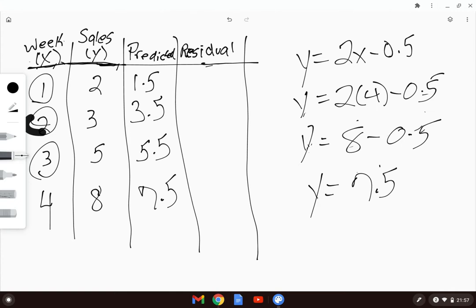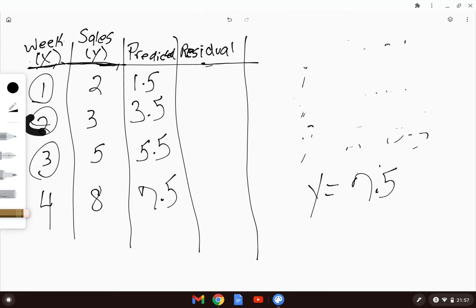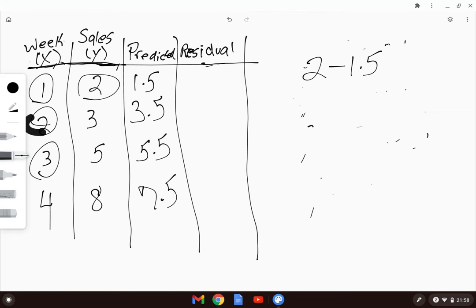line of best fit. Now, to find the residual, I'm going to subtract the predicted value from the actual value. So when I do that, my first predicted value is going to be 1.5. So I'm going to subtract that from the actual value. Okay, so my predicted value is 1.5. My actual value is 2.